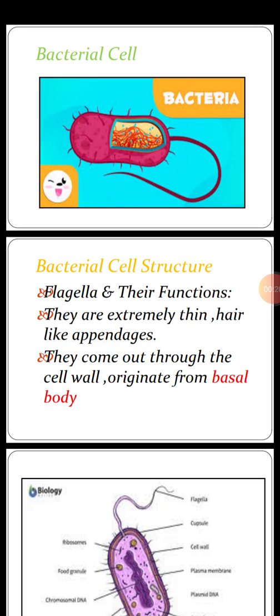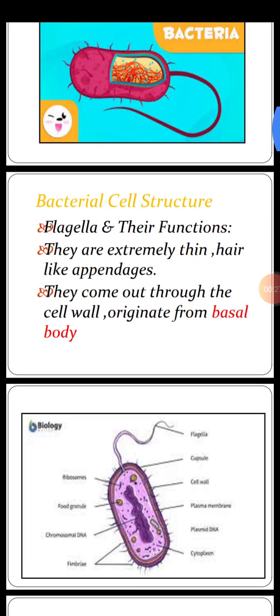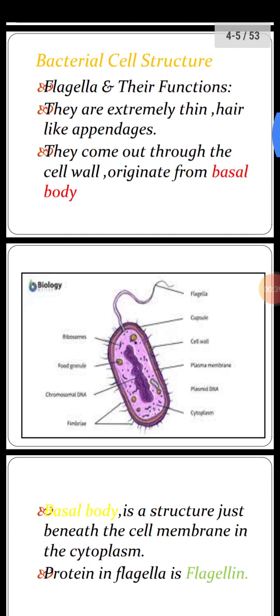Flagella help in motion or movement of bacteria. They are extremely thin, hair-like appendages. External outgrowths which grow or come out of the cell are called appendages. They come out through the cell wall and originate from basal bodies.